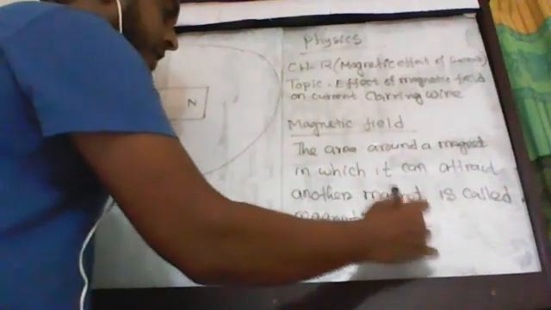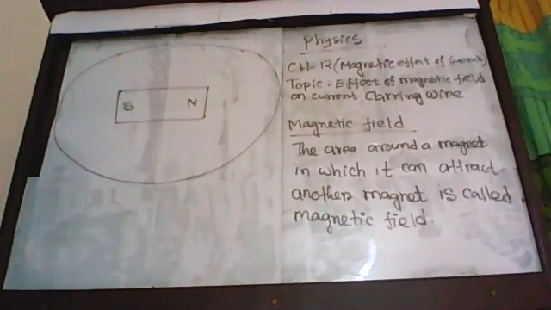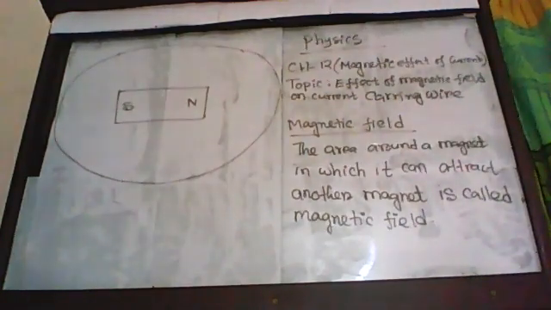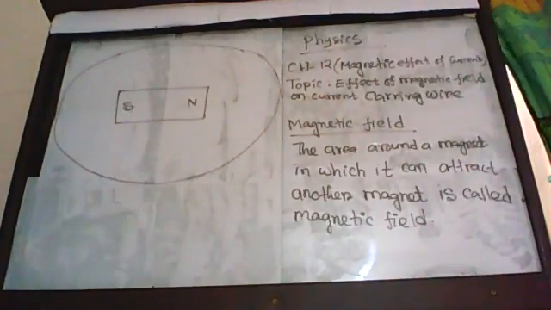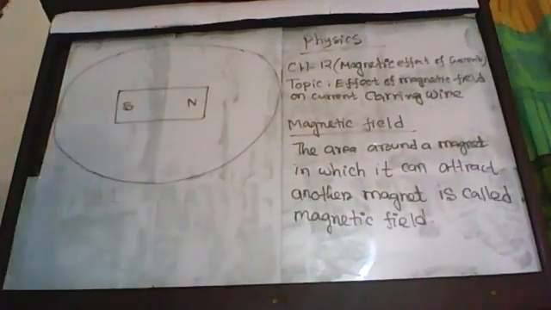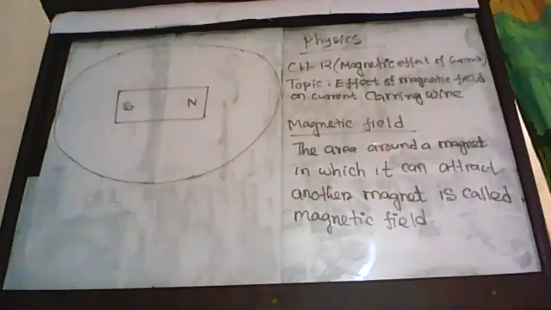So magnetic field always indicates an area around the magnet. I repeat, magnetic field always indicates an area around the magnet in which its magnetic influence stays, or inside that particular area, it can attract another magnet. So this area is called magnetic field.